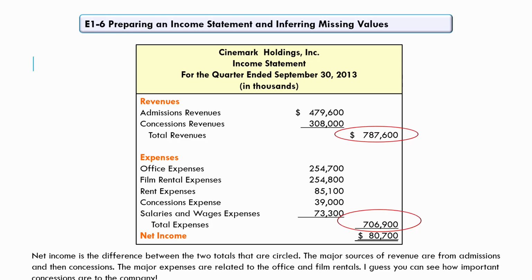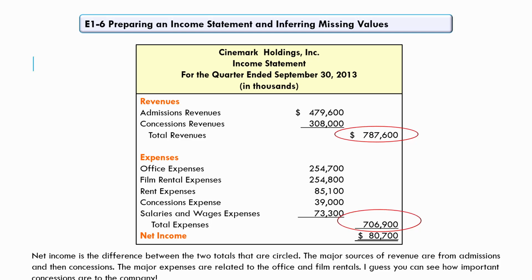The next question they ask us is telling you about what's happening with the company. And the major sources of revenue, I'd say most of it is coming from admissions, but concessions is also contributing quite a bit to this movie theater. Now, the expenses. What are the major expenses? The major expenses appear to be film rentals and office expenses.